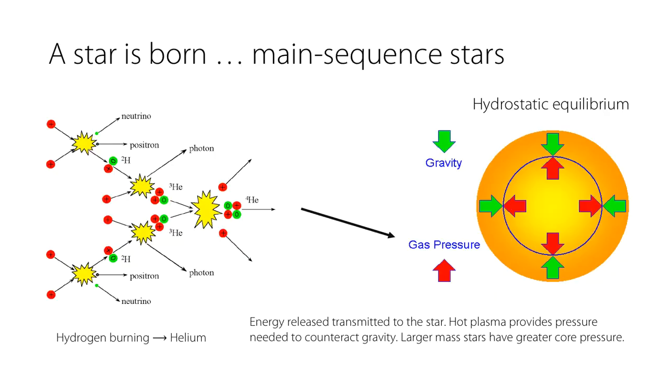A star is born when nuclear fusion begins. And the first form of nuclear fusion that always occurs, because it's the easiest and takes the smallest temperatures, is hydrogen burning to helium through the proton-proton cycle. That creates energy. That energy is transmitted to the rest of the star, and the hot plasma that forms the star starts to provide some significant pressure.